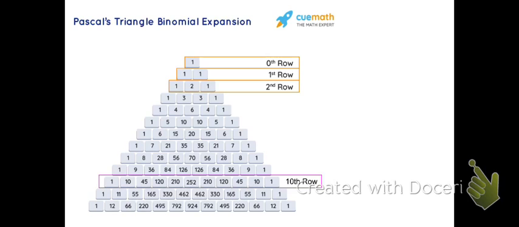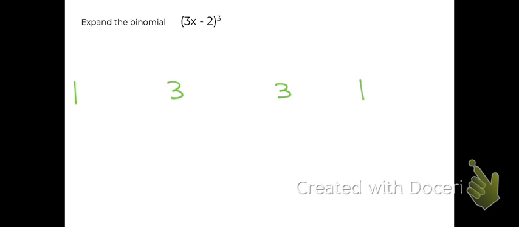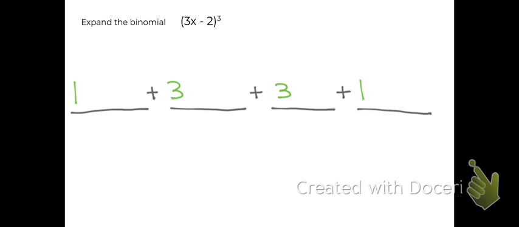And notice that this is row 0. So row 3 is actually right here. And the numbers are 1, 3, 3, 1. So I'm going to write these down. What this is telling us is we are going to have 4 terms. And they're going to start with 1, 3, 3, 1. So let's just add these 4 terms together.